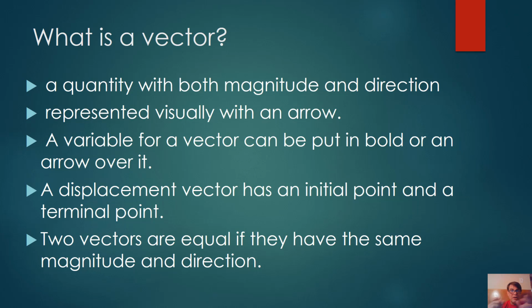A vector is usually represented visually with an arrow. So for a variable like an A or a B vector, you might see a little arrow on top of the A or a little arrow on top of the B. That tells you you're looking at a vector. Also, it can be put in bold. So a bold-faced A might indicate that it's a vector, whereas if it's not in bold case, then it might be a scalar. So a displacement vector has an initial point and a terminal point. Remember, it has direction. So it has a starting point and an ending point. Two vectors are equal if they have the same magnitude and direction.